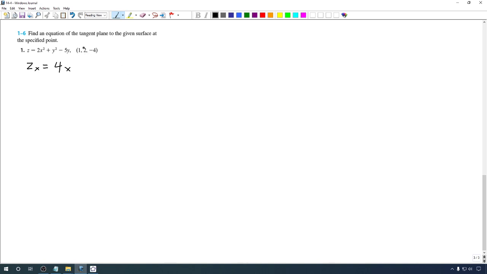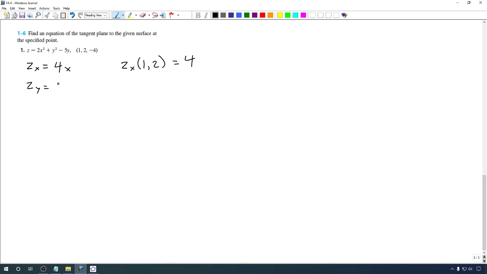Of course, we are mostly concerned with what happens at the point 1, 2, negative 4. So really, we're just going to immediately plug in the 1, 2 for x and y. Of course, there's no y's here, but when we plug in 1 for x, we get a 4.